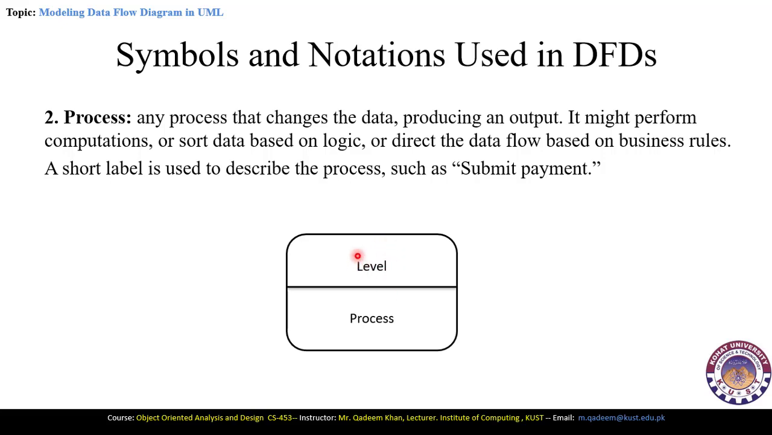Here we define the levels, meaning whether it is a level 1 process, level 0 process, or level 2 process, and here we define the process name. Login is one of the processes. Submit payment is also another process. Similarly, searching inside of the database is also one of the processes here.